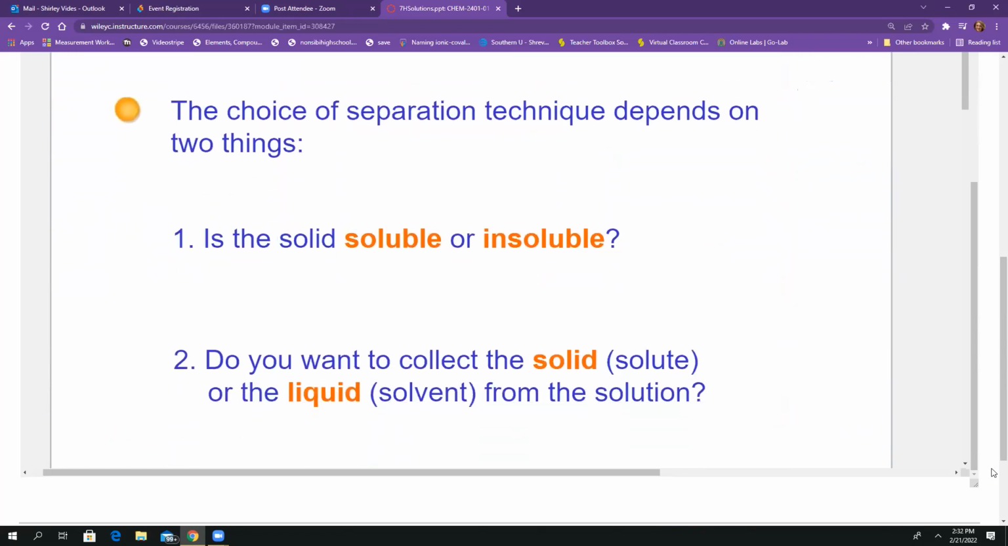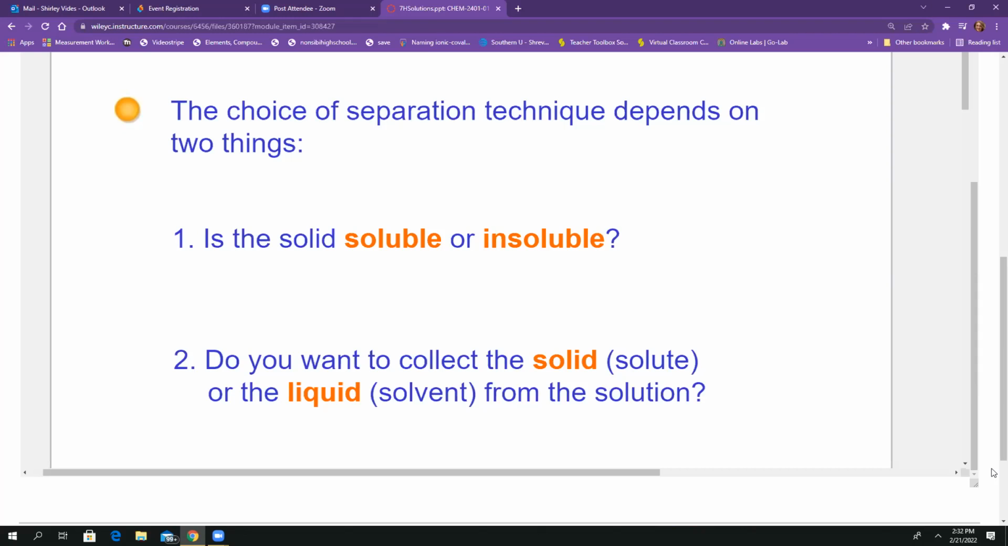Depending on what you want to do, that's your choice. And remember, you're going to have to do this separation that I spoke about last time, and you're going to have to do it well. So the question is, is the solid soluble or insoluble in that solution? If the answer is insoluble, so it still remains a solid, then what you do is you filter the stuff that does not dissolve.